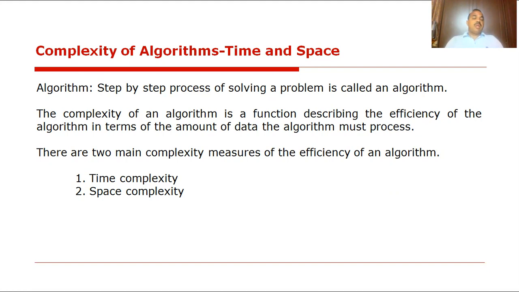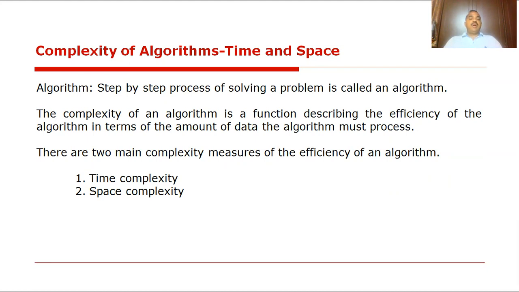Simply, what is an algorithm? A step-by-step procedure to solve a problem is known as an algorithm. There are four best qualities we discussed. Then the complexities of an algorithm. What is complexity? What is time complexity and what is space complexity? Mainly there are two types of complexities. The first one is called time complexity, the second one is called space complexity.